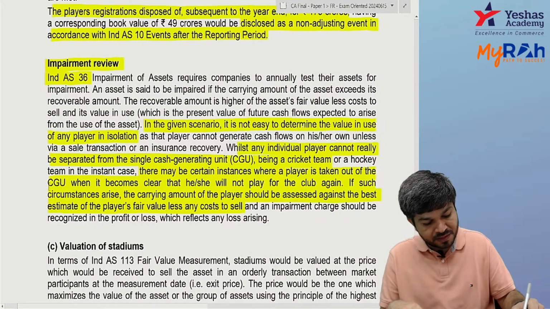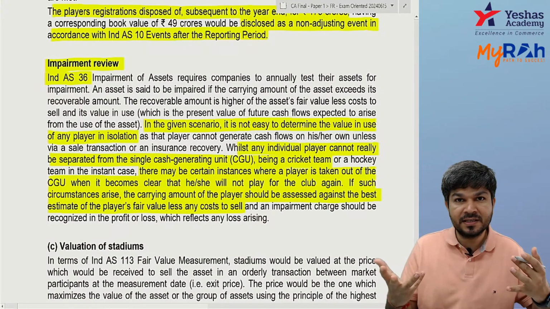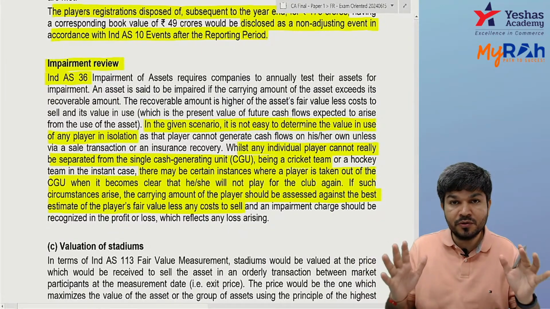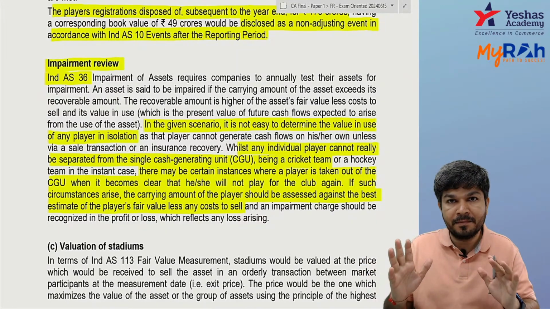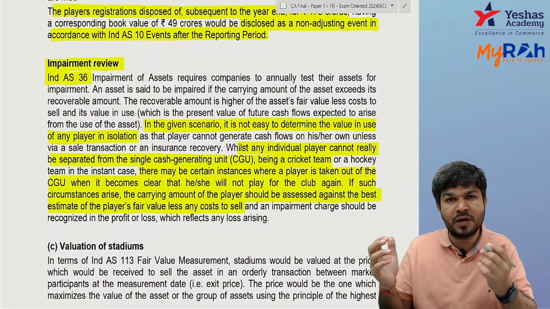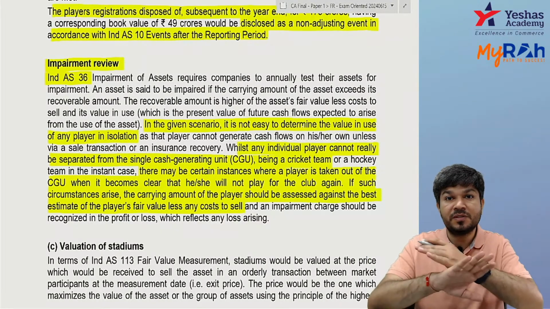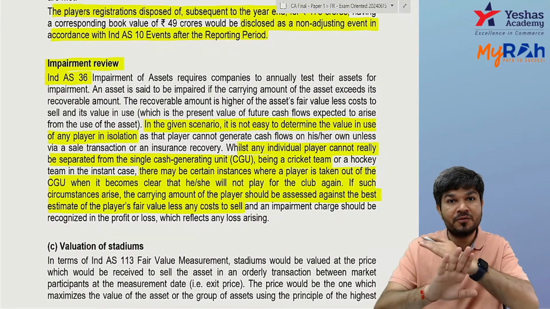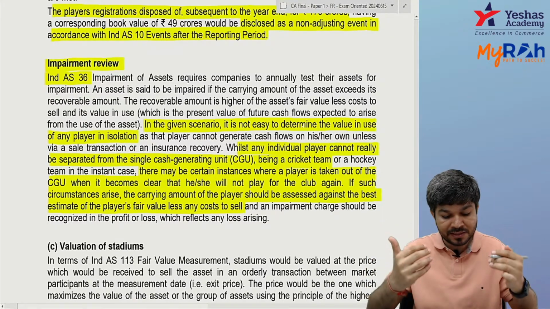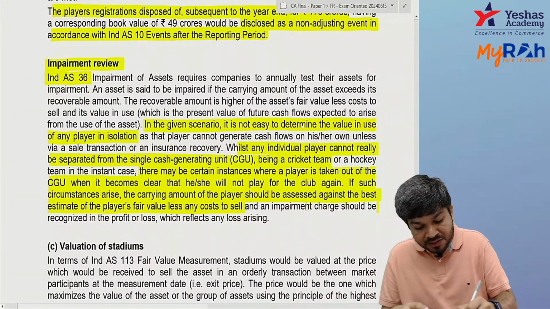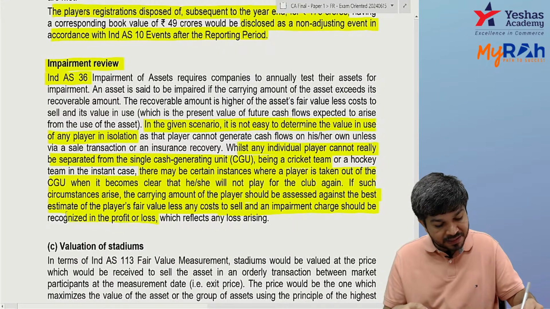Acha, now tell me, if you are continuing playing, I cannot find your value in use. Value in use is for the team. But if you can't play, imagine a permanent injury, now you can't play, so value in use is 0. So now I need to compare the carrying amount with the fair value less cost to sell, and an impairment charge should be recognized in P&L.